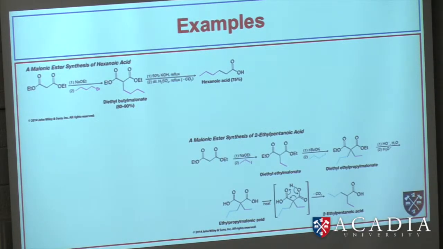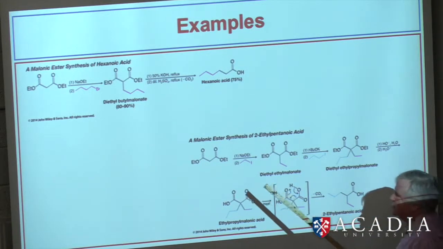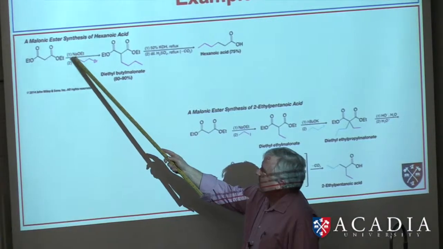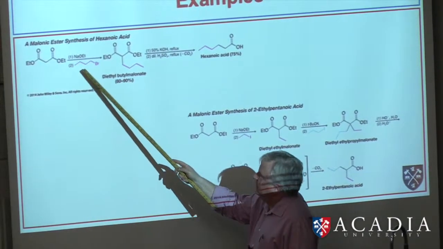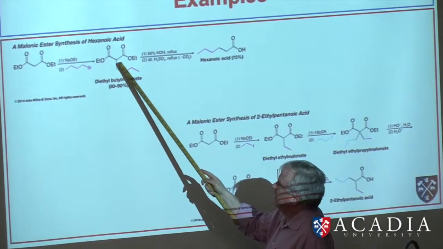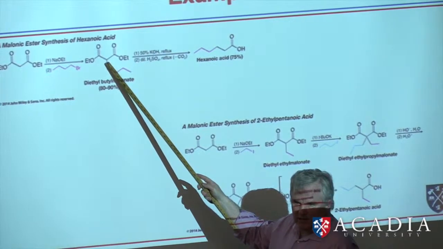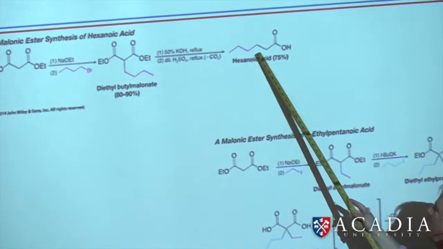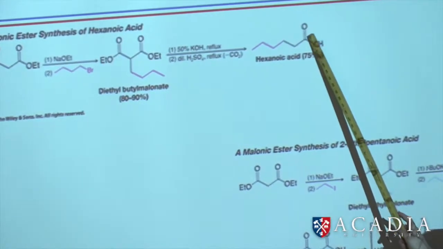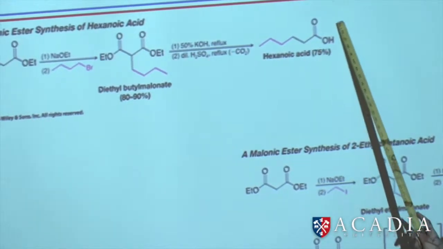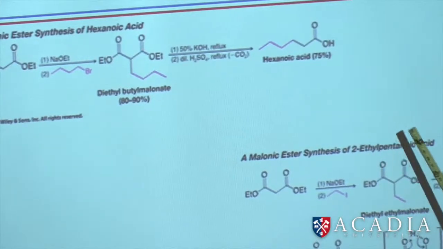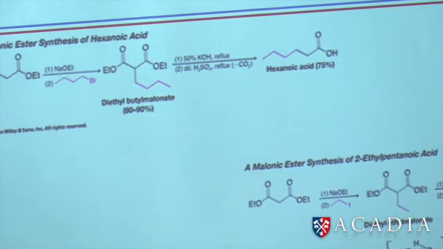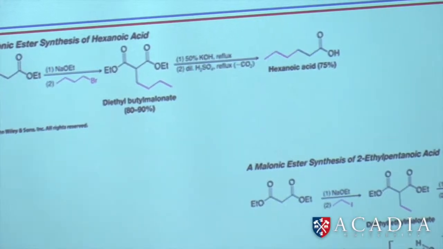These are just examples, and go through these. Make sure that you understand, and it's exactly the same thing. Base removes a proton, then we throw in our electrophile, and it does either the alkylation or the acylation, depending on what we used as our electrophile. Then we can work it up to hydrolyze and then quench our ester, followed by heating to remove CO2 to get our substituted acetic acids.